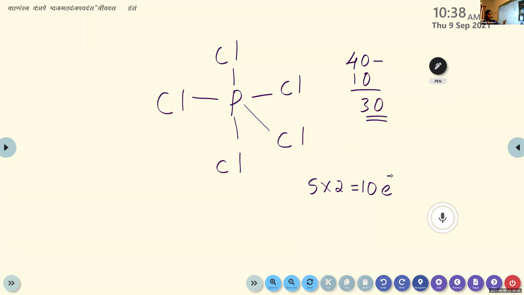So this is another limitation of the octet rule. You can draw the remaining electrons. In the case of chlorine, it will be 1, 2, 3, 4, 5, 6 for each. So 5 into 6, that is 30, right? Yes. So you look at the number of valence electrons in phosphorus.